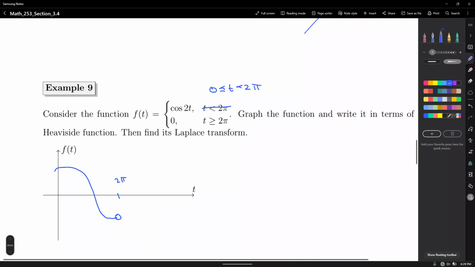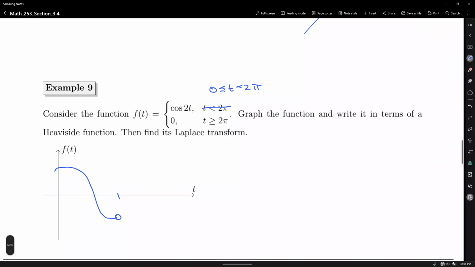Because the period for that one would be what? Pi, right? The period of cosine 2t would be 2 pi over the number that multiplies t. Anyway, let's see about this. So then what happens? Okay, so f of t.